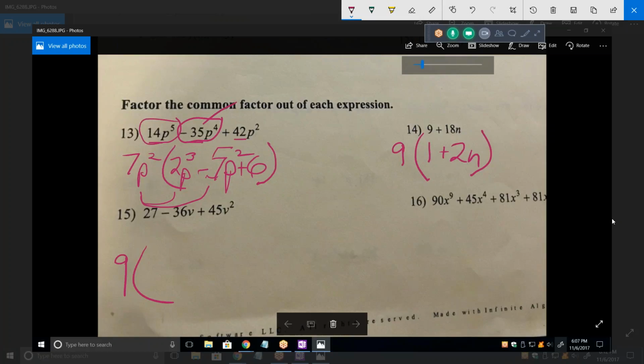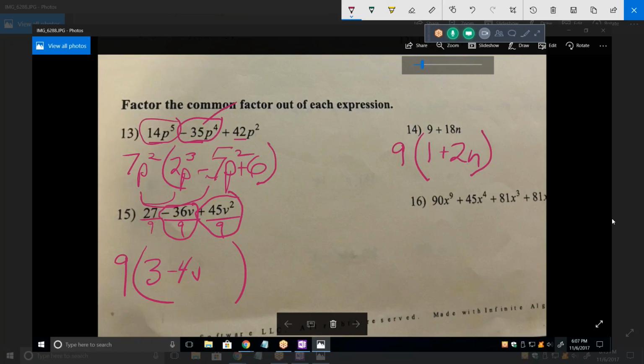The way to get the rest of it is divide that by 9, divide that by 9, and divide that by 9. So what's 27 divided by 9? Oh, okay. 3. Okay? What's that? Minus 4v. And what is that?